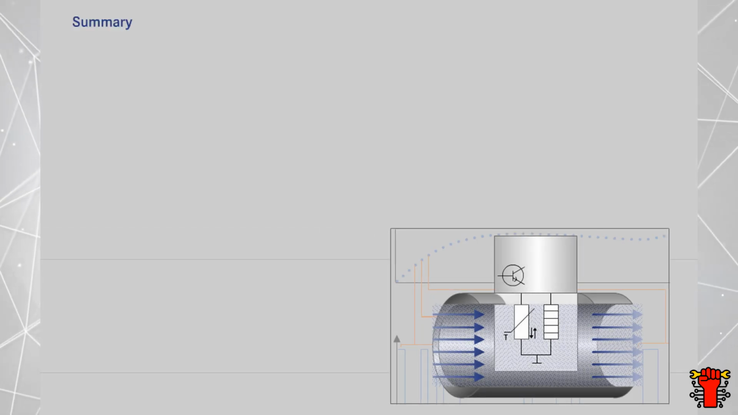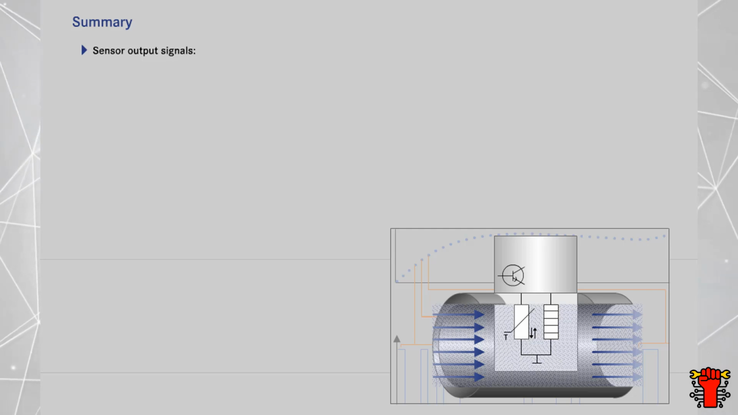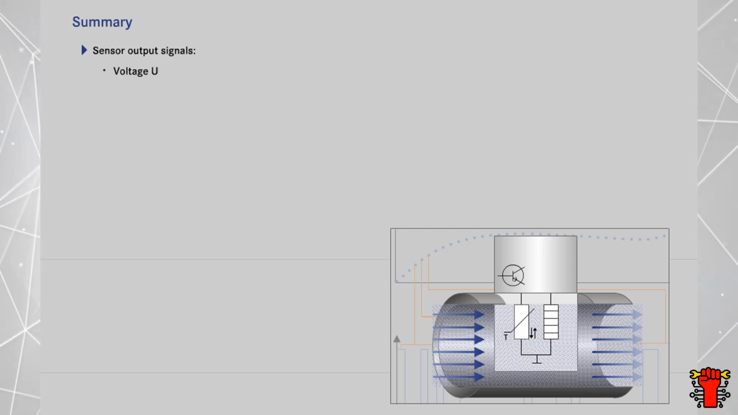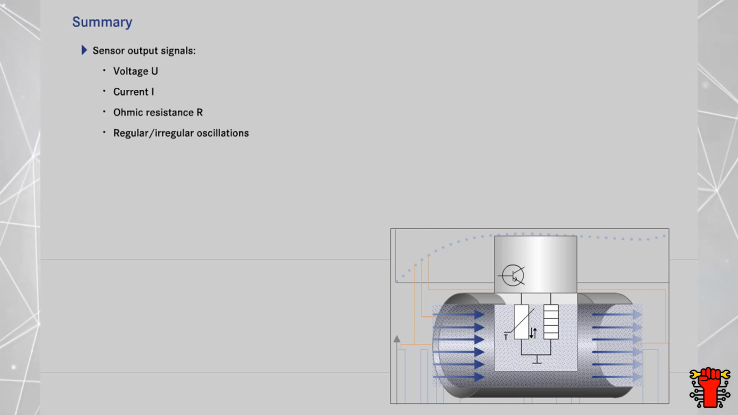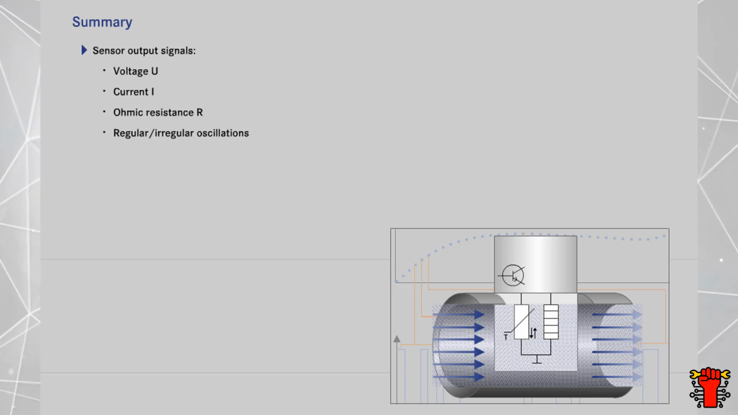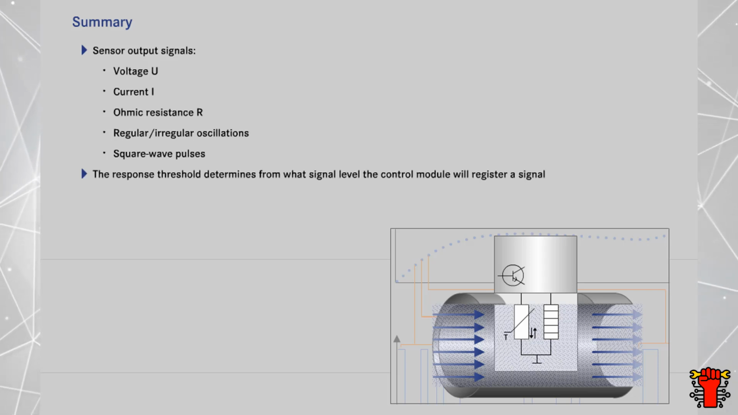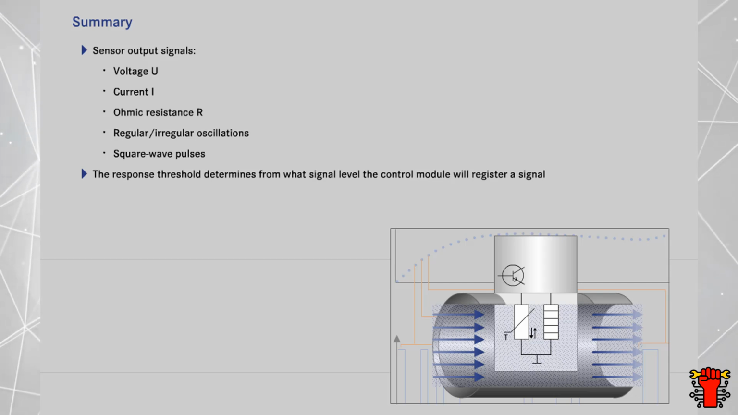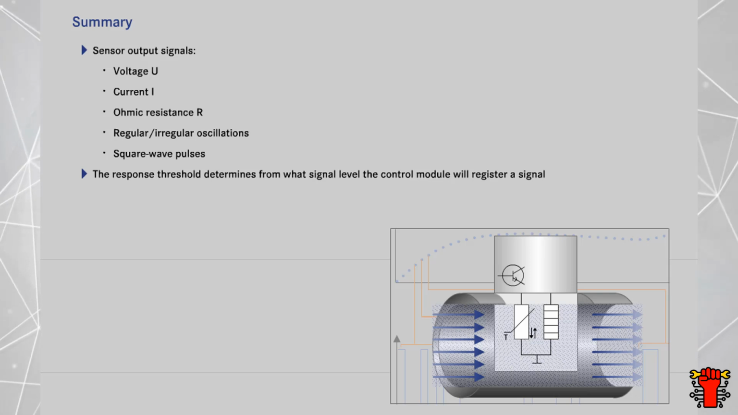Let's summarize the chapter again. Sensors generate different types of output signals, such as voltage, current, ohmic resistance, regular or irregular oscillations, and square wave pulses. Control modules have a response threshold. This ensures that a signal is not registered by the control module until the signal exceeds a certain level.